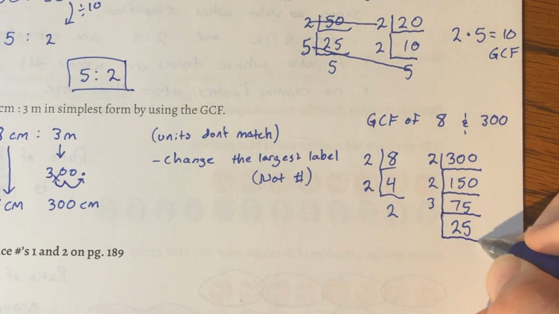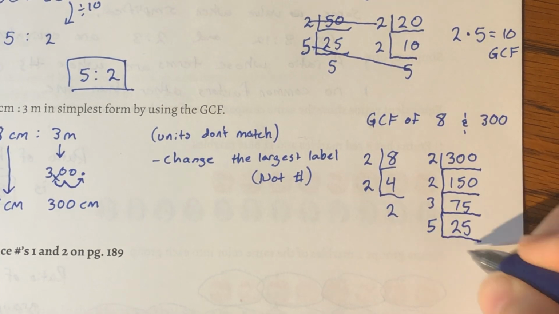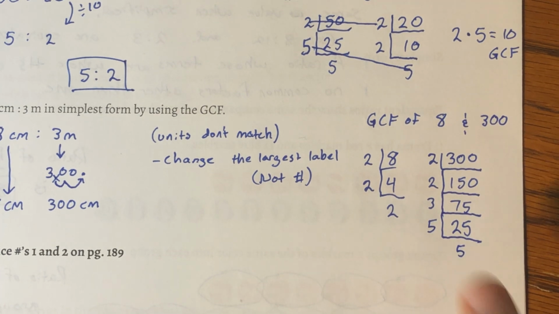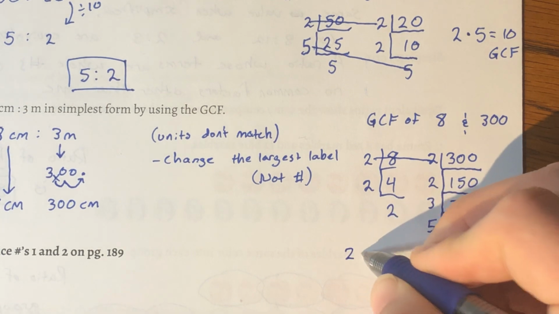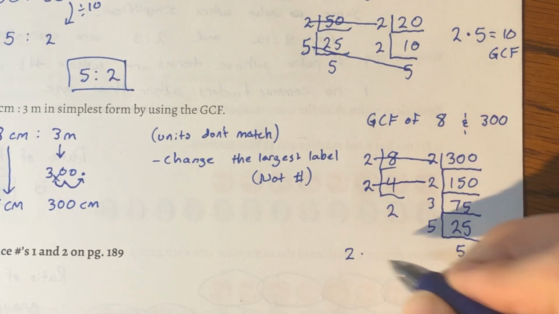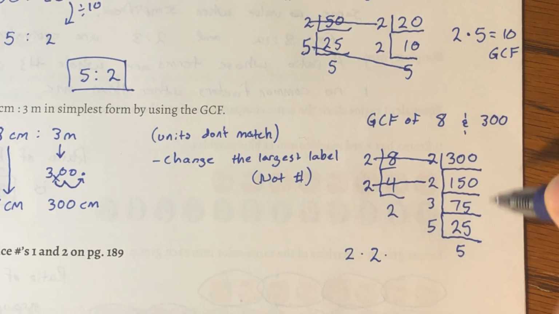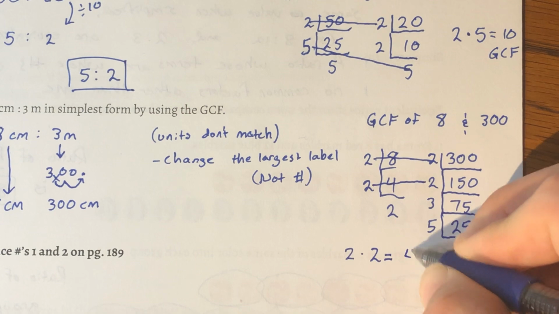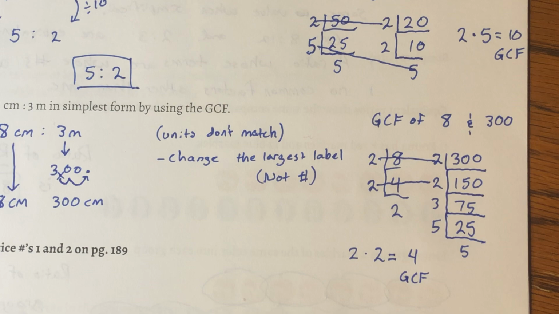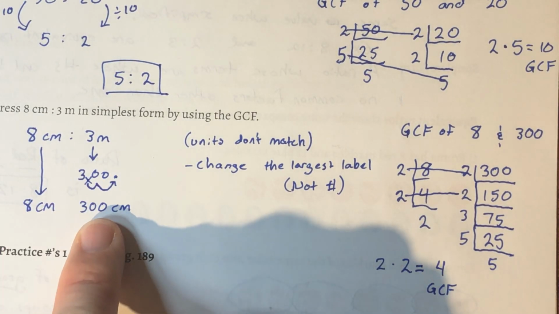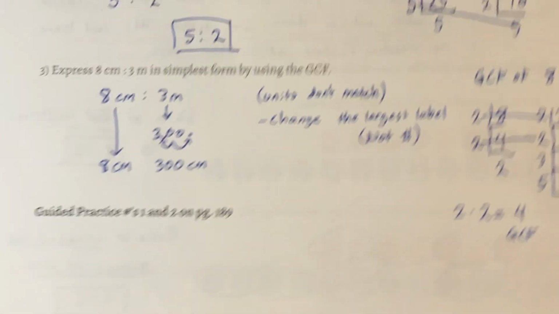25 is not prime. 2 will not divide into it evenly. 3 will not. 5 will. 5 times. 5 is prime. We stop. Okay, what do they have in common? They have a 2 in common. They have another 2 in common. They don't have anything else in common. So 2 times 2 is 4. 4 is our GCF. That means if we divide 8 and 300 by the GCF of 4, we'll be done immediately. All right, so let's do it.